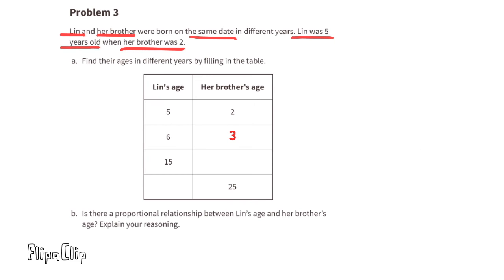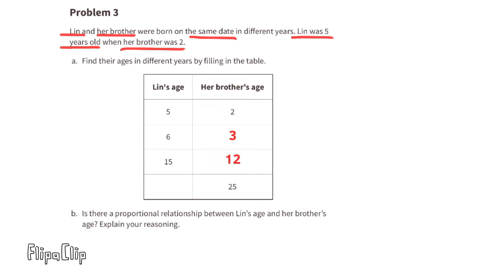Problem number 3. Lynn and her brother were born on the same date in different years. Lynn was 5 years old when her brother was 2. A. Find their ages in different years by filling in the table. To find her brother's age, we simply subtract 3. 5 minus 3 is 2, 6 minus 3 is 3, 15 minus 3 is 12.